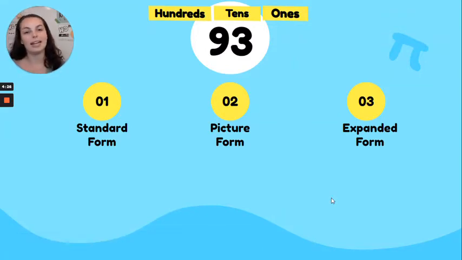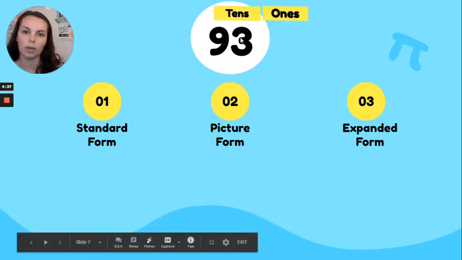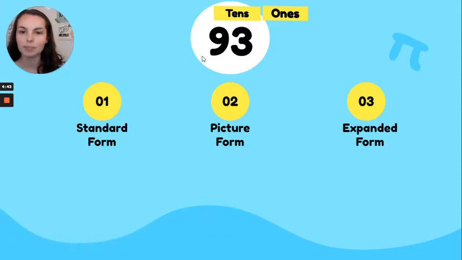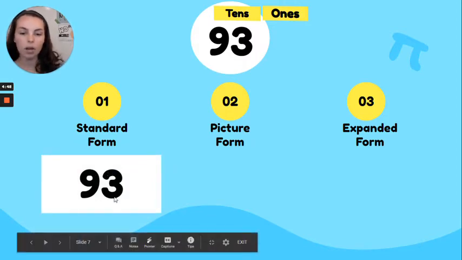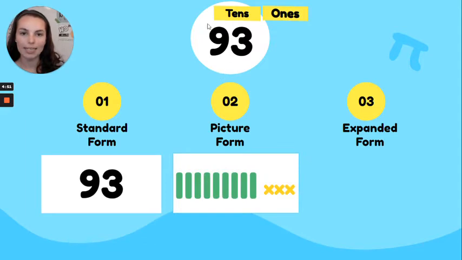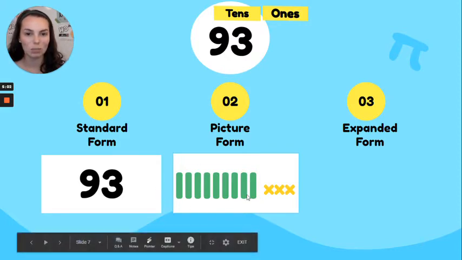So let's try another number, 93. The standard form, oh, and did you notice something? I had to take off the hundreds place because this number is only a 2-digit number. So I'm going to only have a ones place and a tens place. So for standard form, 93, put a 9 and a 3. Picture form, I need to draw how many tens? This is telling me 9 tens blocks. 1, 2, 3, 4, 5, 6, 7, 8, 9 tens blocks, and 3 ones.